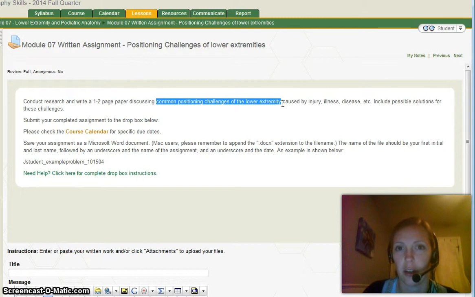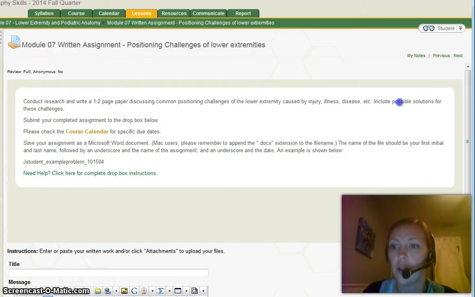What is going to happen in a clinic? Who could you come across? What type of patient would be not as simple as just throwing your classmate's leg on the table like we've been doing? Think about a challenge, and then the second part is to include solutions. So make sure you have some way to solve the problem you just came up with. 1 to 2 pages, always use APA in your written assignments.